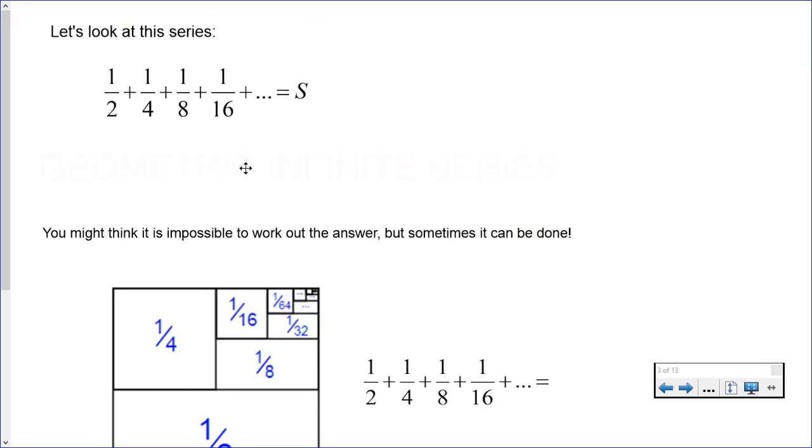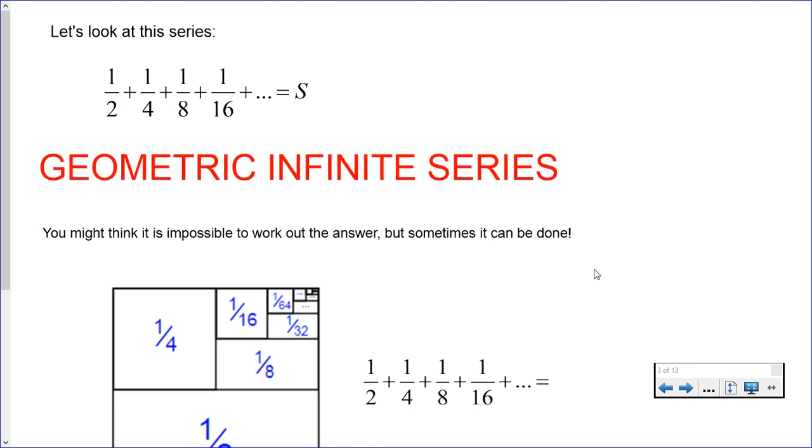So let's look at the series that we were just talking about, 1/2, 1/4, 1/8, 1/16. And as I said, it's a geometric infinite series with the common ratio being 1/2.